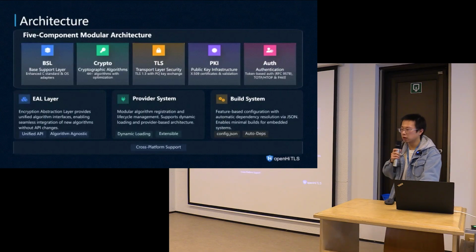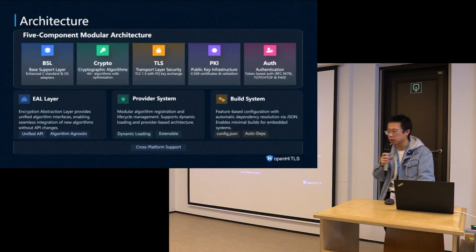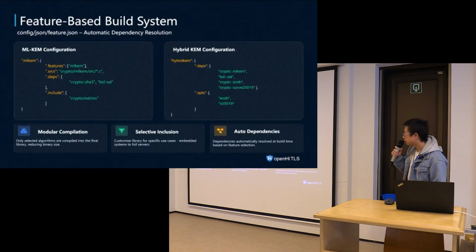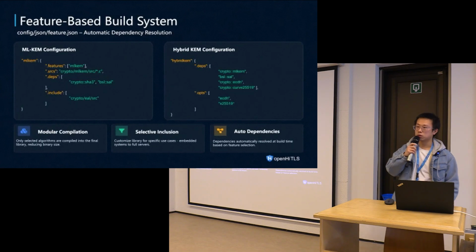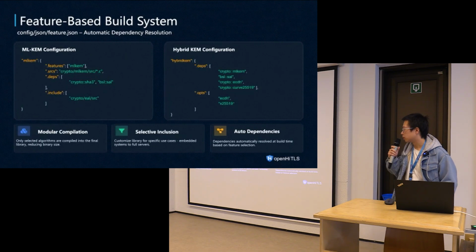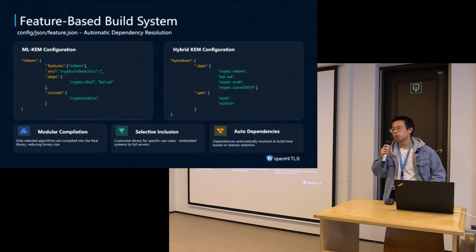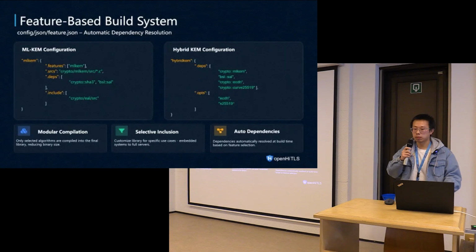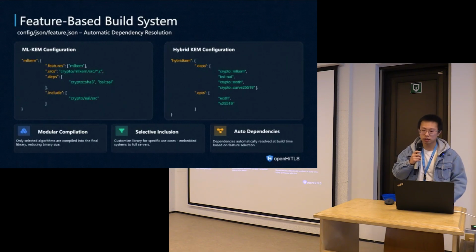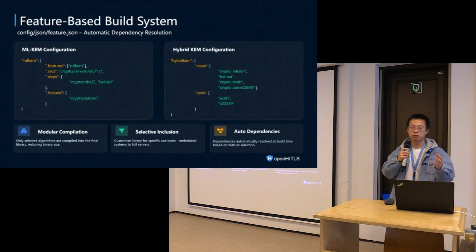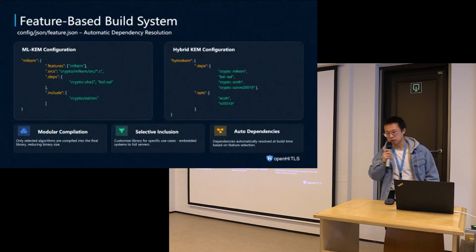Also, we have a configuration-file build system. Here is a feature-based build system. We can just use the configuration file and choose the algorithms, protocols, certificates, and functions you want to embed into your programs. This achieves modular design, modular compilation, and selective inclusion. And most important is automatic dependency handling.